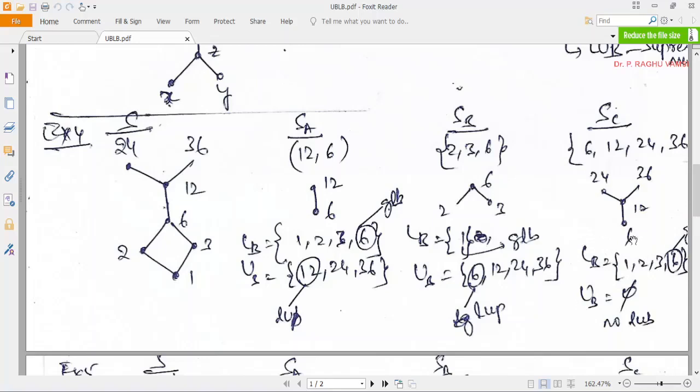From 6, we can reach 12, 24 and 36. From 12, we can reach 24, 36. But from 24, we cannot reach anything. On 24, there is no element above 24, hence it is null. When null is present, we cannot get a common element to reach from 6. So that is the reason the upper bound will become null, and thereby we get no lowest upper bound.